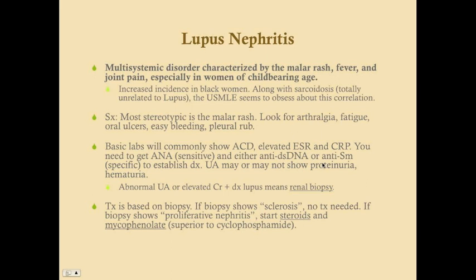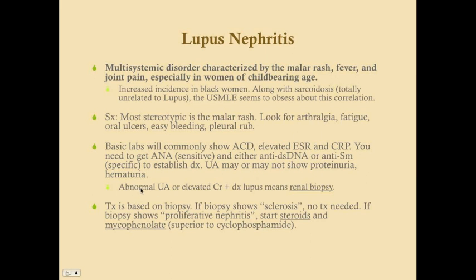So they might be negative, and that doesn't necessarily rule out lupus, but if they're positive, it's always lupus. So anti-dsDNA, which is double-stranded DNA, or anti-Smith to establish diagnosis. And your urinalysis may or may not show proteinuria or hematuria.